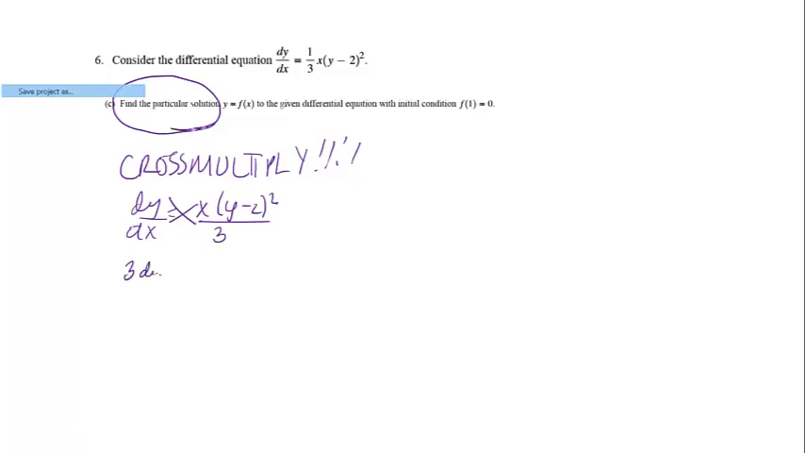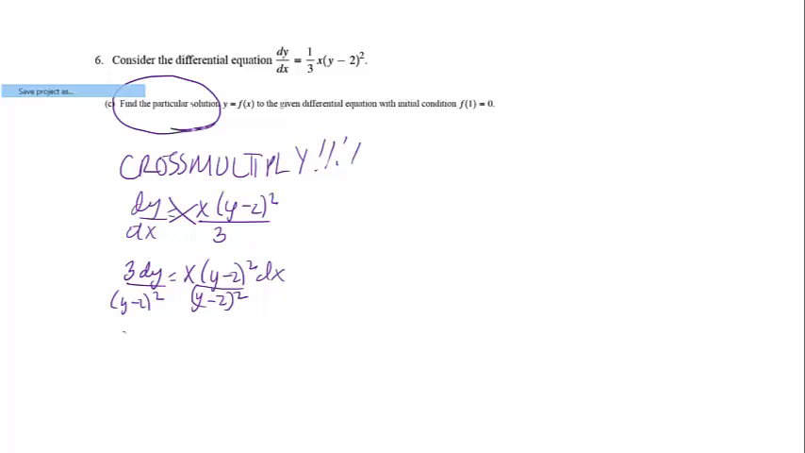I'm going to get 3 dy. If you did that without me and left it as a 1/3, that's totally fine. I can work off to the side if you did that instead, to show how it would change the problem. So we're going to have 3 dy is equal to x times the quantity y minus 2 squared dx. I notice that I do not have my y's and x's matched up, so I am going to need to divide by y minus 2 squared.